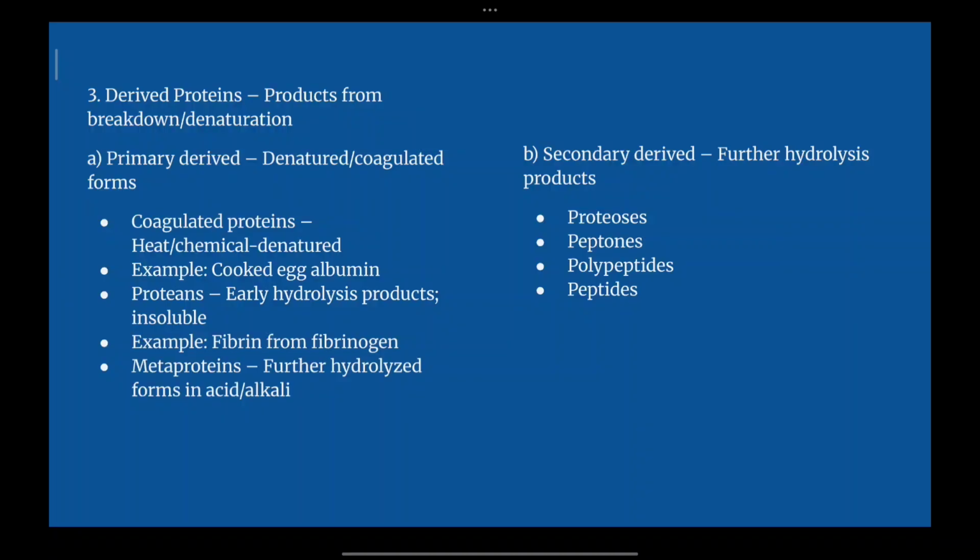The acid or alkali that is obtained on hydrolysis of a protein is called metaproteins. Now, secondary derived is the further hydrolysis of the primary derived ones. So when the proteins undergo continuous hydrolysis, you obtain proteoses, peptones, polypeptides and peptides. So these are the secondary derived proteins.